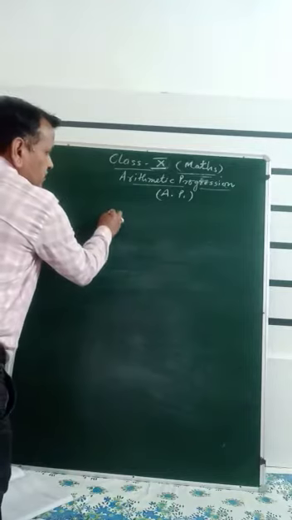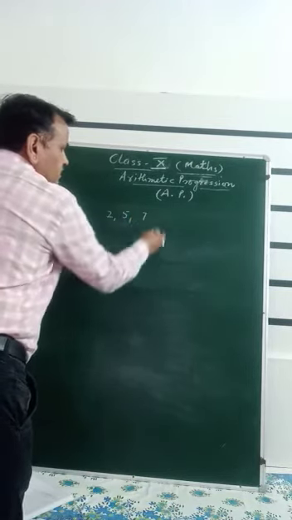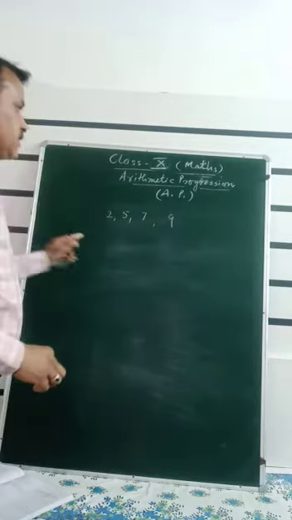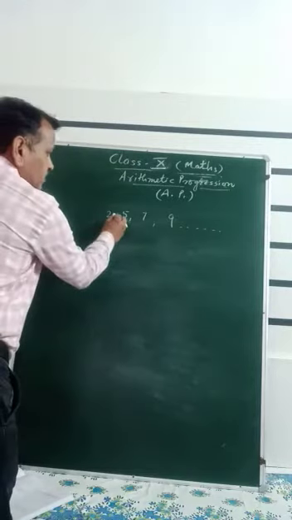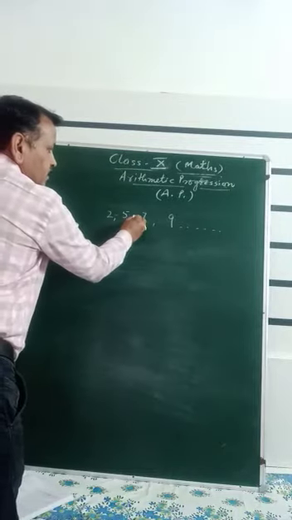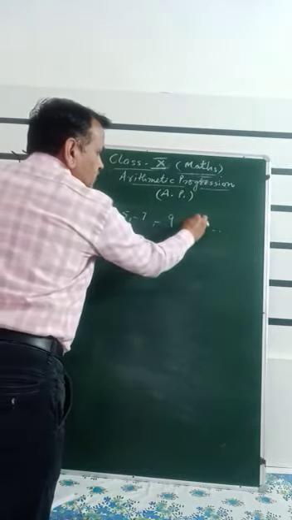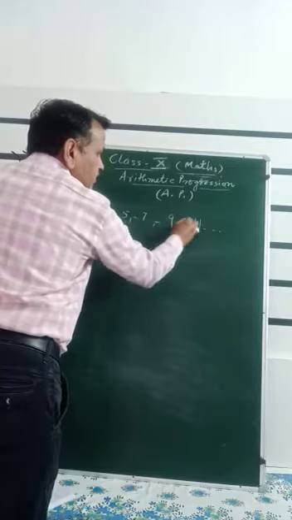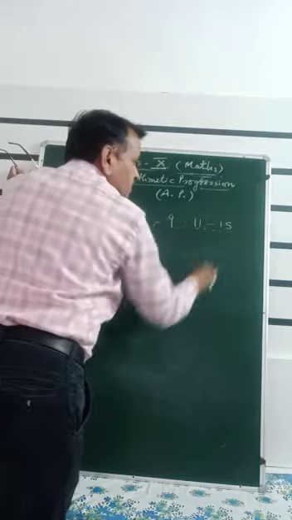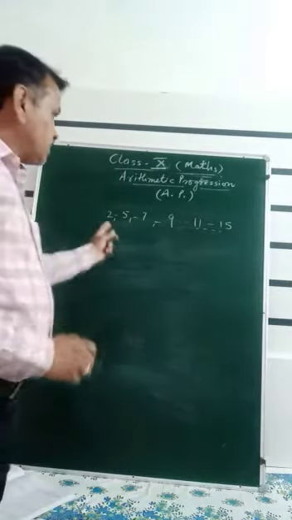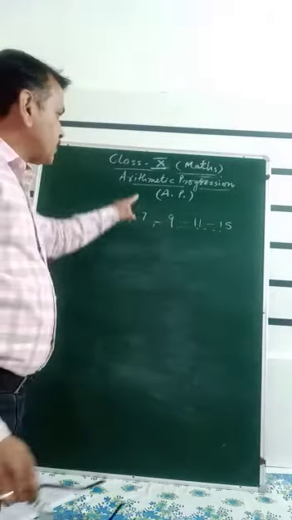Suppose you get some numbers 2, 5, 7, 9, like this. And after this also the numbers will come. But see, here we got a gap of 3. Here we got a gap of 2 only. Again a gap of 2 only. Suppose you got 11 here, then here is a gap of 2. Suppose you got 15, then here you got a gap of 4. So this gap is not the same everywhere. So this series is not in the form of AP.